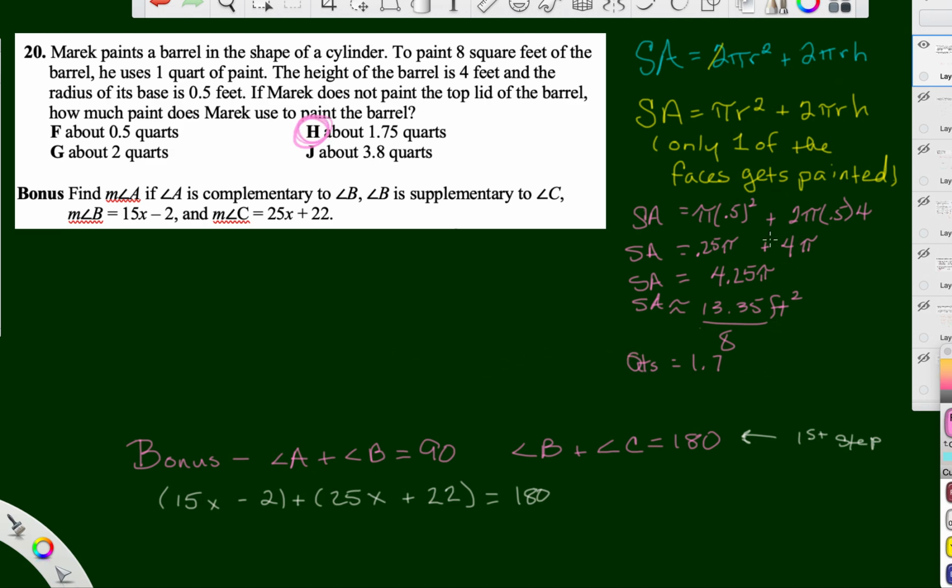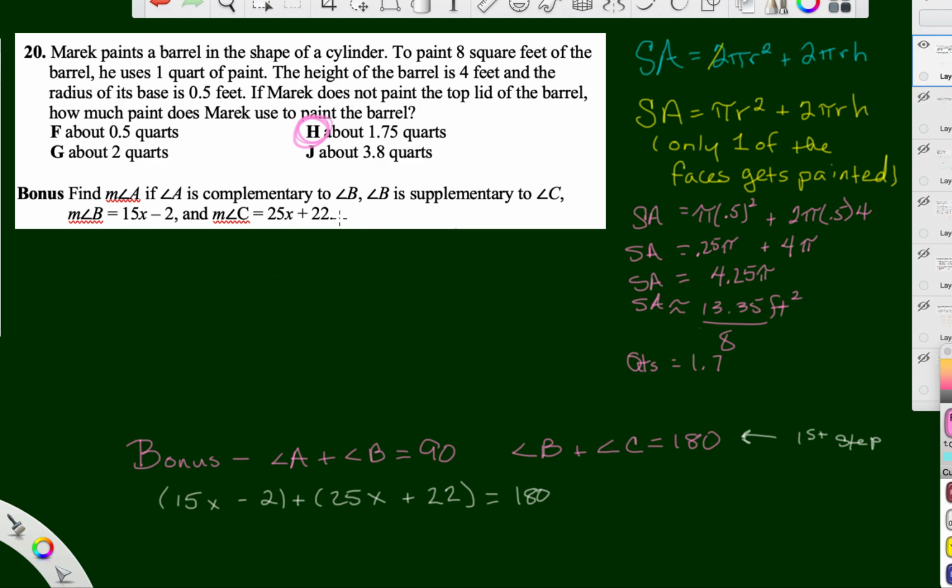So this is probably, except for those silly, ugly formulas, the hardest of the bunch. And then this bonus question is so much fun. Find the measure of A if A is complementary to B and B is supplementary to C. Oh my gosh. And B is 15x minus 2 and C is 25x plus 22.